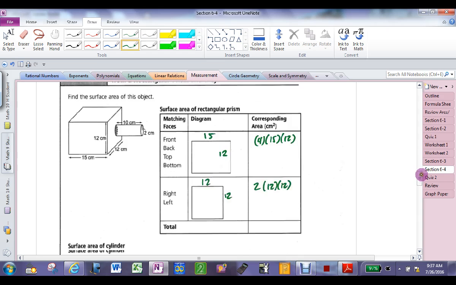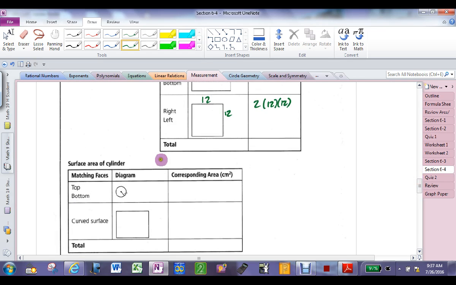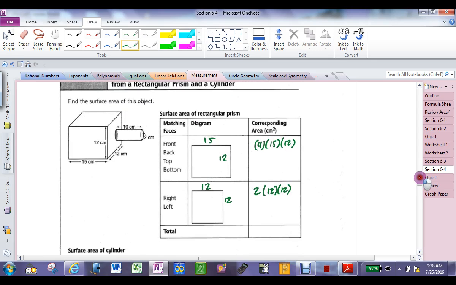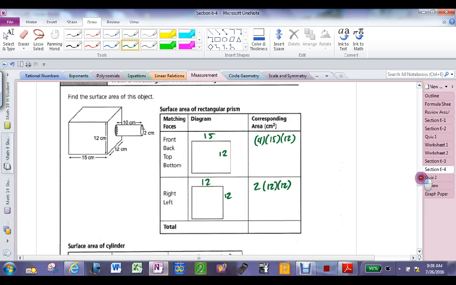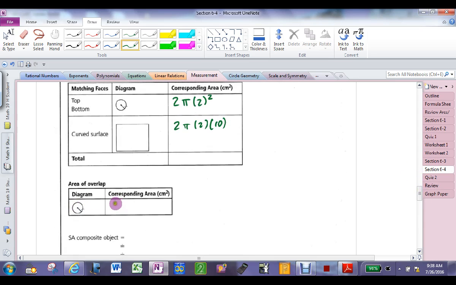Yeah? Okay. Now I go down to the cylinder. The top and bottom are pi r squared, aren't they? So what is that? The r is 2, correct? So it's 2 times pi times 2 squared. You with me? And the curved surface is 2 times pi times r, which is 2, and it's h. What's its h, even though it's on its side? 10. Cool? And then the overlap, of course, is the pi times 2 squared. And of course, there'd be 2 of them, yeah?